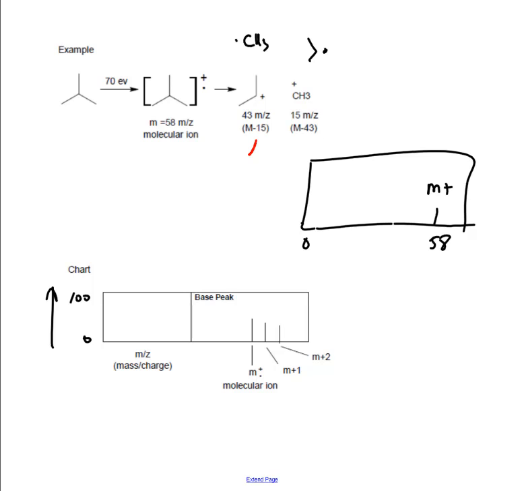There are these numbers over here, and that's called M minus whatever that number is. Now, M minus 15 gives you 43. So remember that 58 is our total, so M equals 58. 58 minus 15 is 43. 58 minus 43 is 15. Now, why is that important? Because what this tells us is another piece of the fragment.